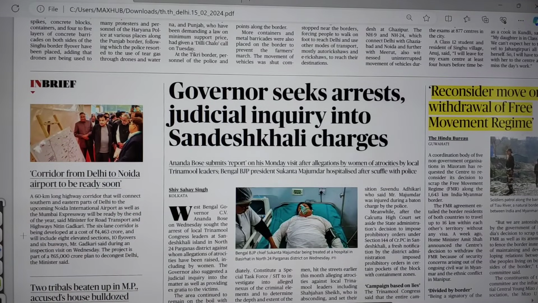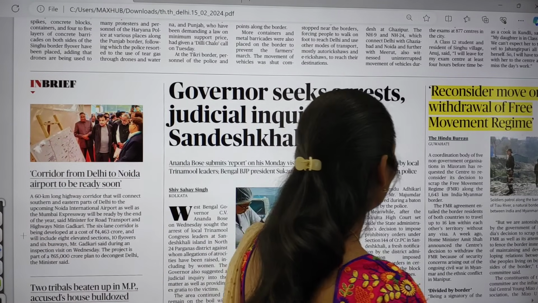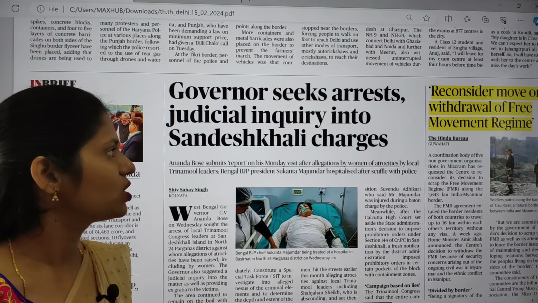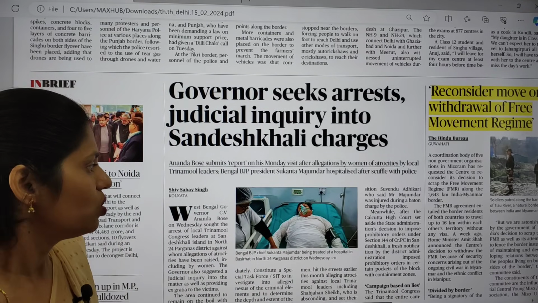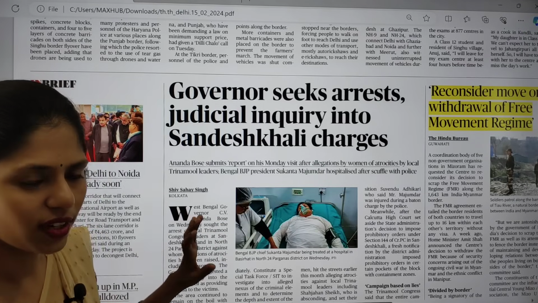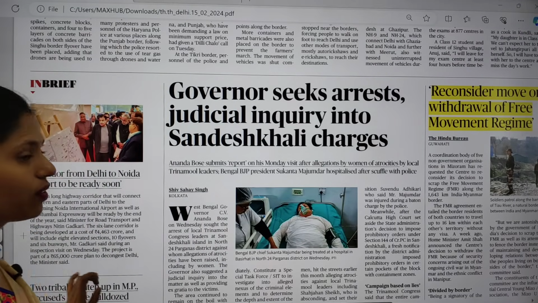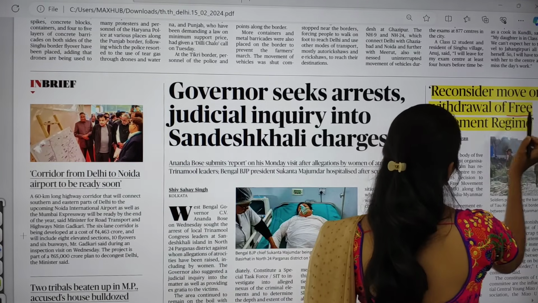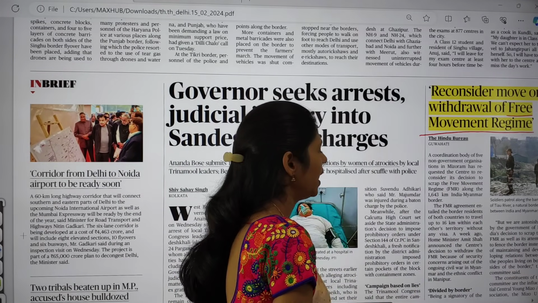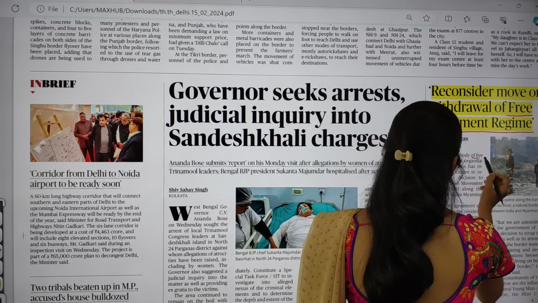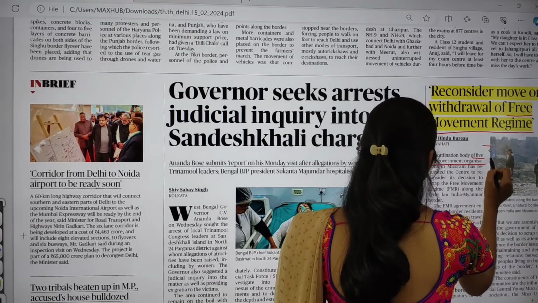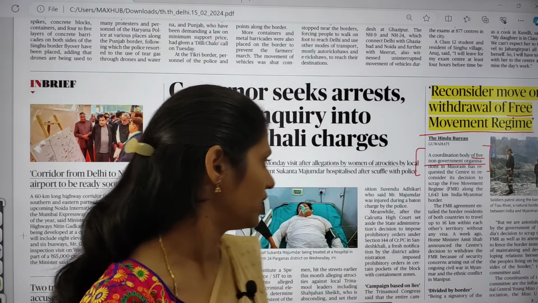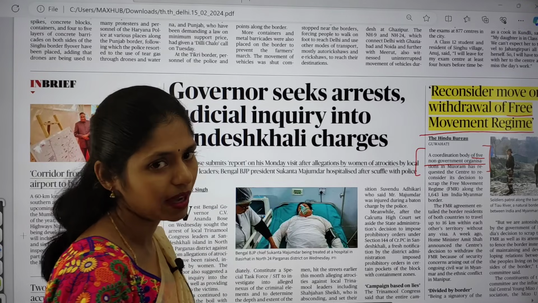Yes, here you can see one article that is about reconsidering the move on withdrawal of the free movement regime. So this article is talking about the free movement regime. Actually there are many things involved here. Now let us see the dimensions. First of all, I will tell you the things that you have to focus on. So here the keyword is free movement regime. And you have to see that 5 NGOs are asking the central government to reconsider the decision to scrap, that is to remove, this free movement regime along the India-Myanmar border.